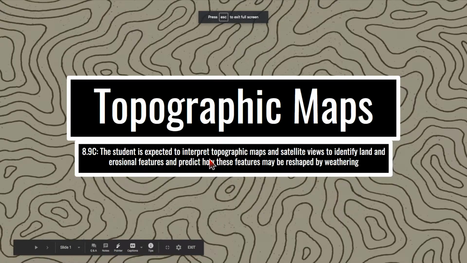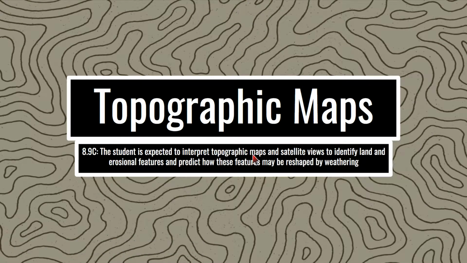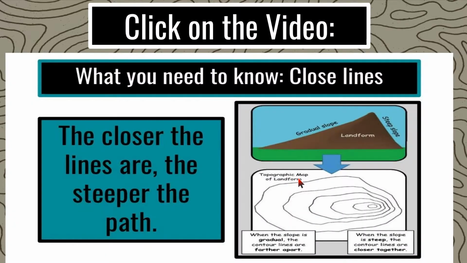All right, we are going to do Topographic Maps 8.9C. The student is expected to interpret topo maps and satellite views to identify land and erosional features and predict how these features may be shaped by weathering. So you guys are going to have access to this video.